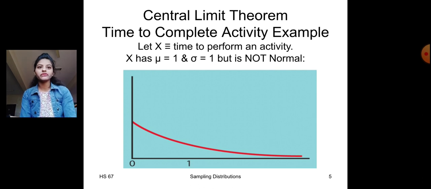Next we will be discussing how this graph changes when we take different sizes of people. In the activity we have taken mu, that is the mean, equal to 1 and the standard deviation equal to 1. So the graph is like this, it is just coming downward. We have taken only 1, and this is the result. This is not normal. Normality means the graph should go up and then come down.